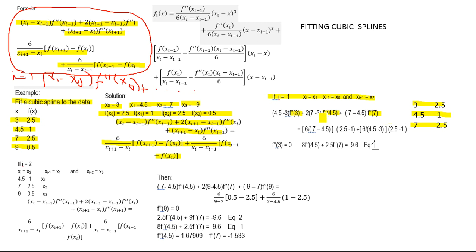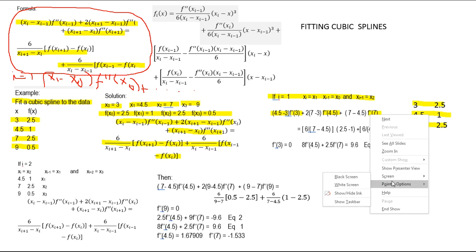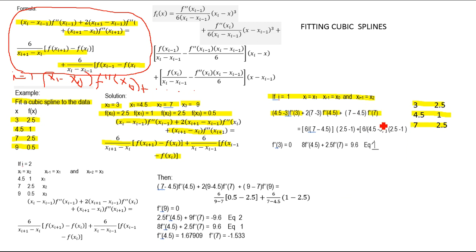And then look at how, yung 4.5 minus 3, di ba? Ito lang yan, yung dalawa. Yung 7 minus 3, at saka yung 7 minus 4.5. Ang pattern lang is 4.5 minus 3, tapos 7 minus 3, at saka 7 minus 4.5. Tapos, mayroon lang 2 na nasa gitna. So, yan na yung left side ng equation, where unknown yung f double prime 3, f double prime 4.5, and f double prime 7.